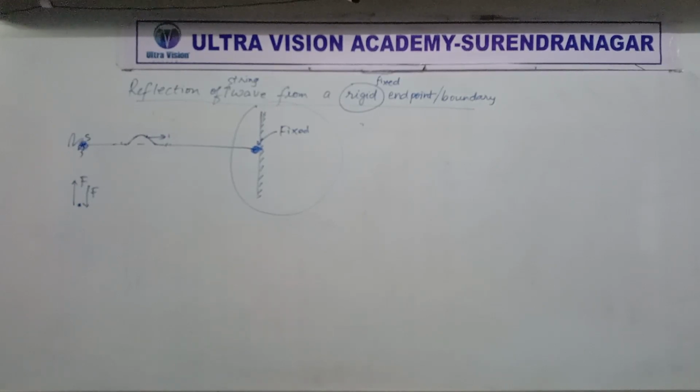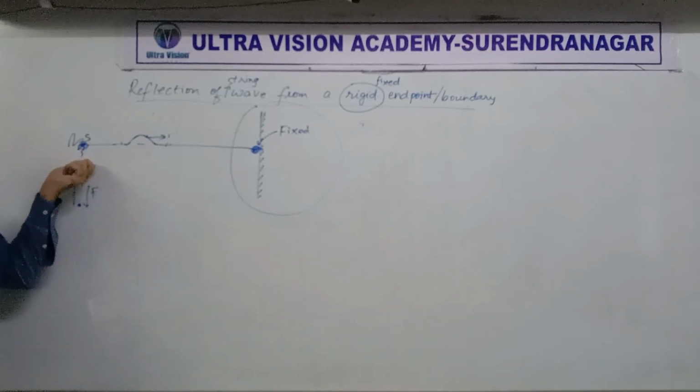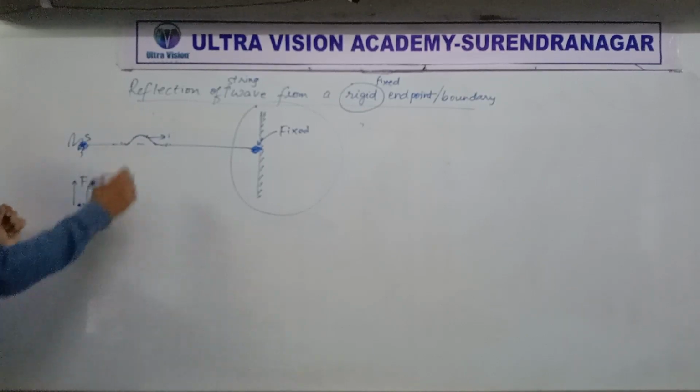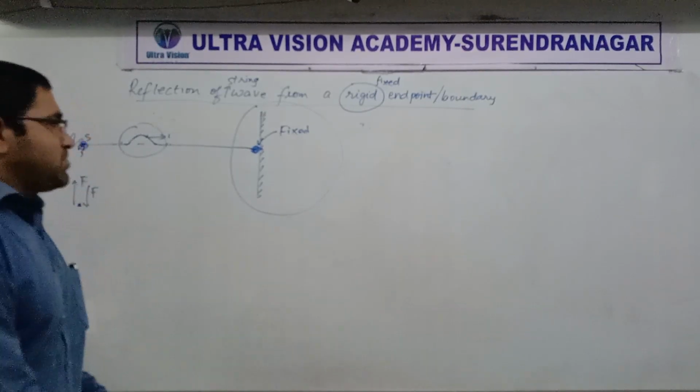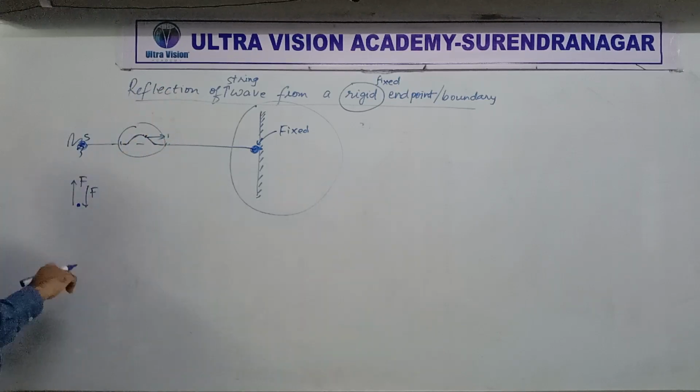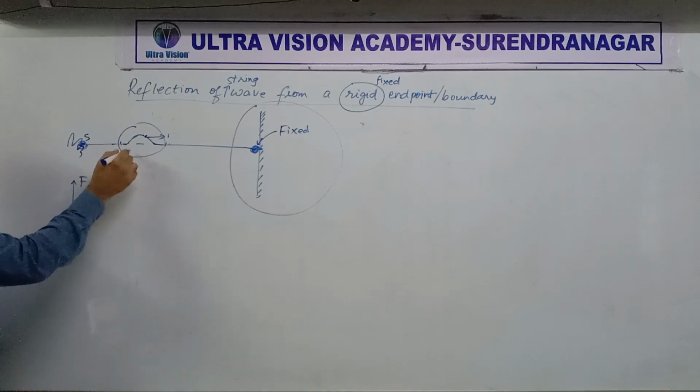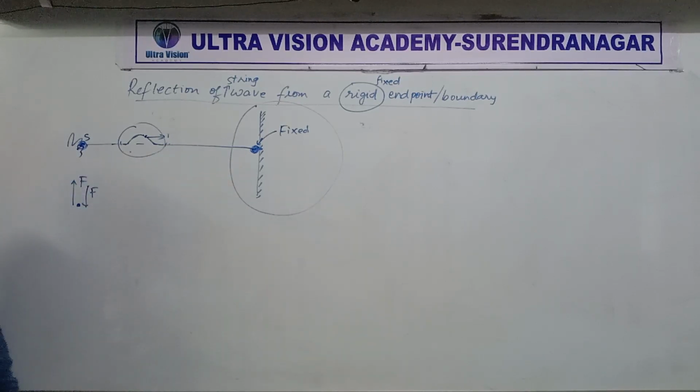Not clear? I'm surprised. What's not clear? If you take this source, you have to move it up and then you have to move it down. Only then you are going to get this kind of shape. Right? No problem then. So what that means is when you apply force upwards and then downwards, you get this kind of wave pulse traveling on this string.